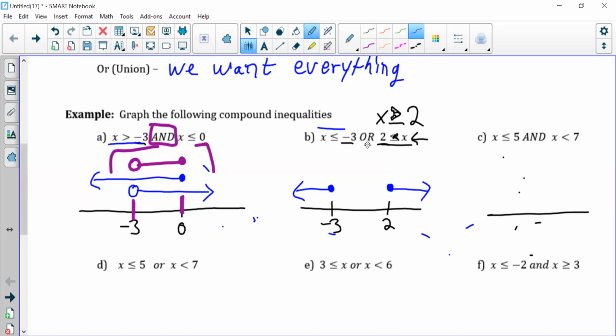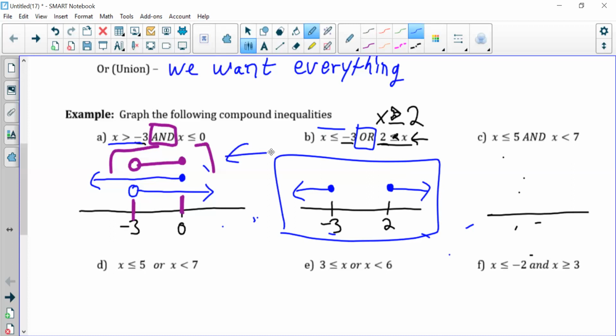This is an "or." So my solution is everything. I don't need to draw an extra graph like I did over here. It's everything, so I leave it exactly as it is. All right, let's do C.